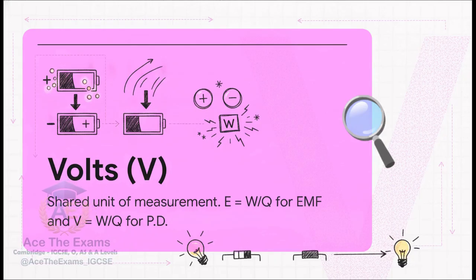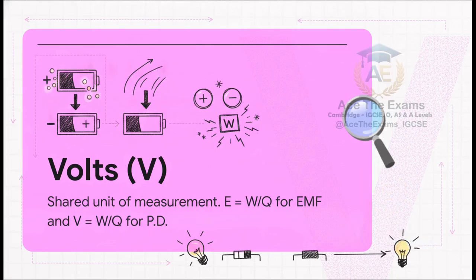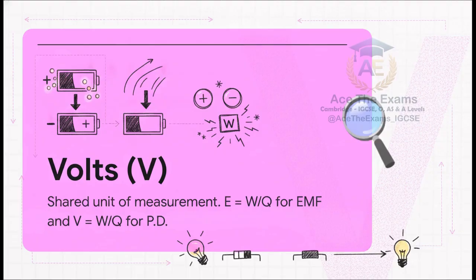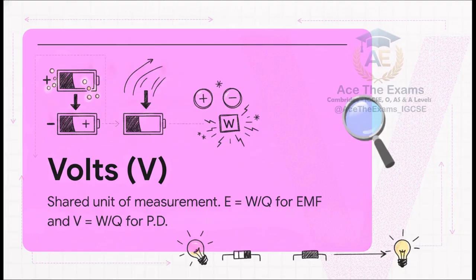This shared unit and identical formula is the exact reason why candidates completely confuse them. It's a massive trap. They think, hey, because the math is exactly the same, the physics concept must be exactly the same. It is absolutely not. You must be able to explain to the examiner that while both measure joules of work per coulomb of charge, EMF represents joules given to the charge by the power supply, and PD represents joules transferred away from the charge by the components.